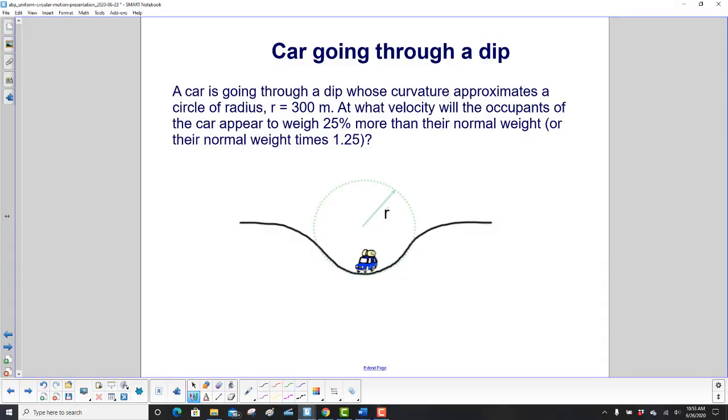Now we have a car going through a dip whose curvature approximates a circle of radius 300 meters. At what velocity will the occupants of the car appear to weigh 25% more than their normal weight, or their normal weight times 1.25? And normal weight is defined as weight is mg.